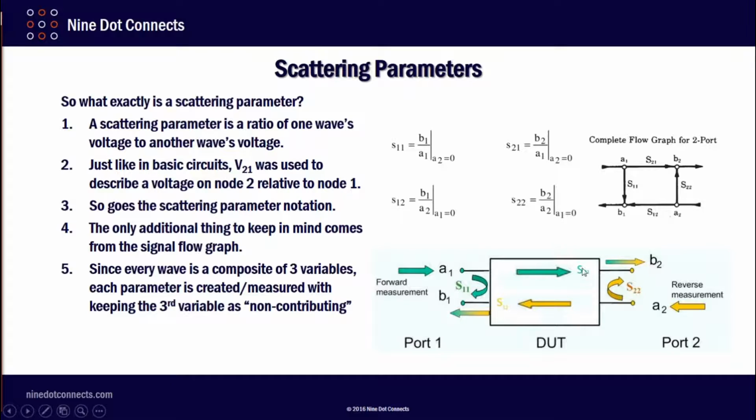S2,1 is a forward coefficient. Again, I don't want the contribution from A2 here to create part of B2. I want to measure what is B2 relative to A1 only based upon how well does the transmission line allow A1 to go through it. So again, that's that discussion up there.